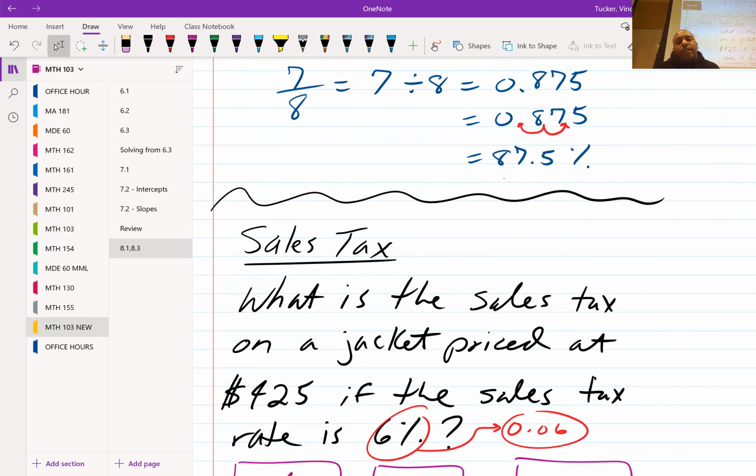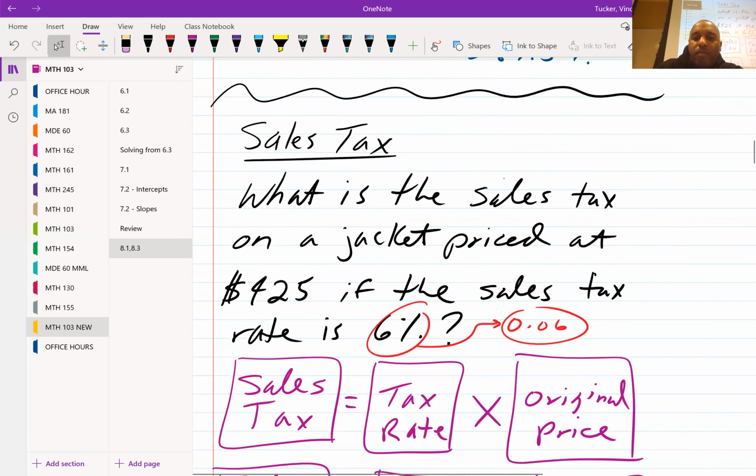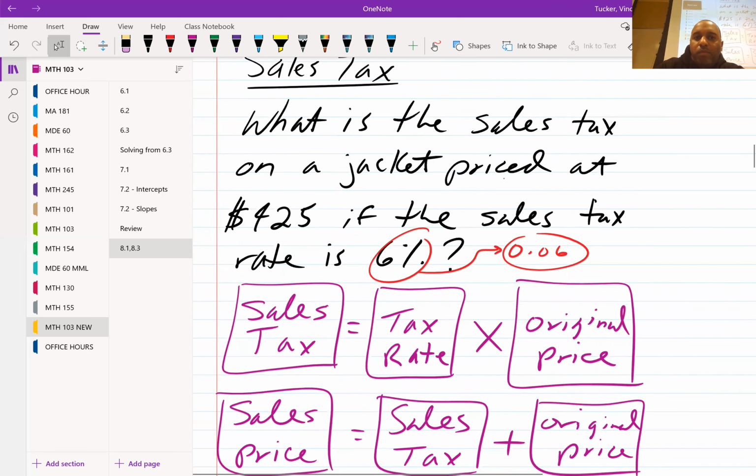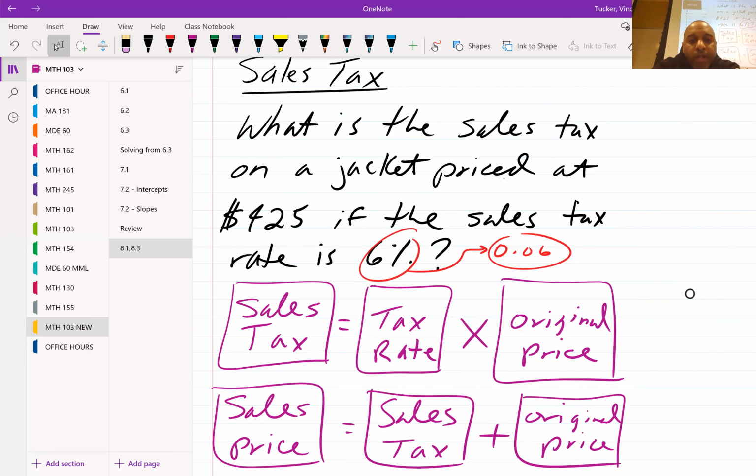All right, next thing in this section is sales tax. What is the sales tax on a jacket priced at $425 if the sales tax rate is 6%? All right. So we have two formulas here, two equations that will help us to calculate sales tax and sales price.